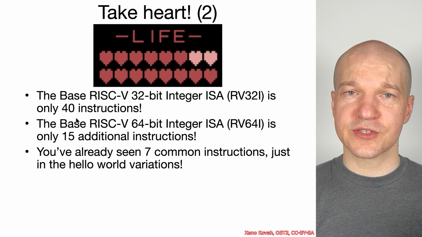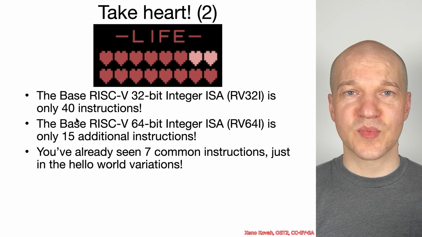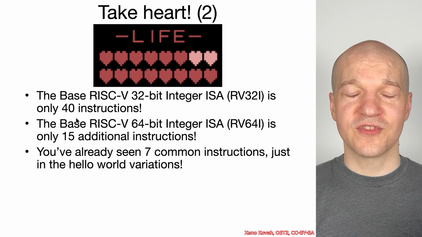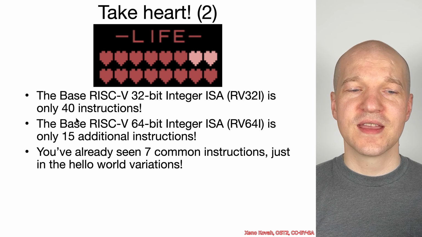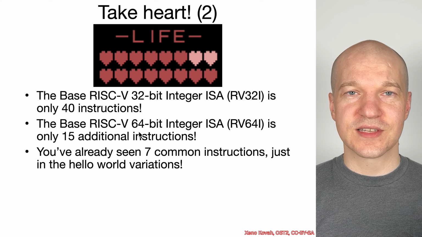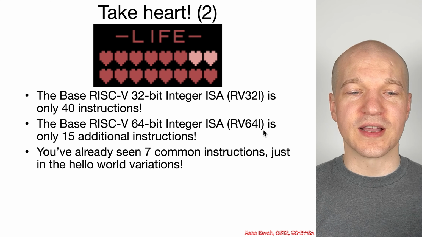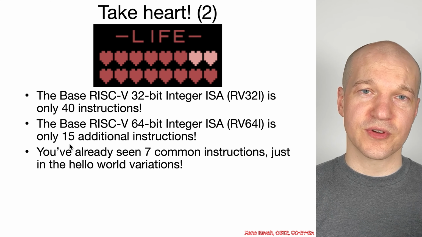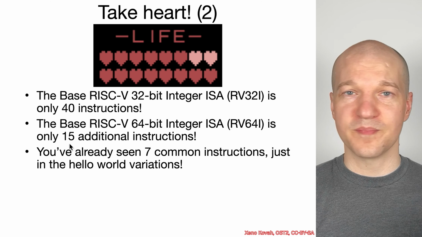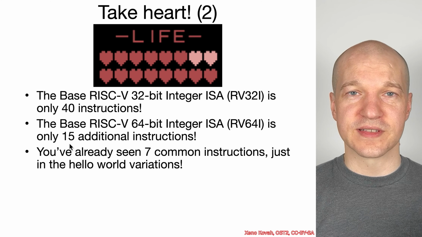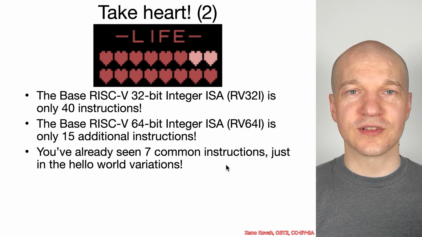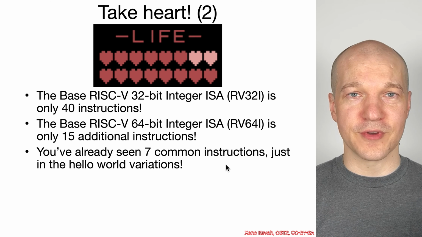That has 40 instructions, but it's an easy 40 in that it's mostly variants on the same thing. I want to say 15 of those are just shifts. Then we're also going to learn the base 64-bit ISA, RV64I, and that just adds 15 instructions above and beyond the 32-bit. Those are just variants on the same theme, but they're using 32-bit registers while you're in 64-bit mode. That's the only real difference. Functionally, they're exactly the same. And like I said, you've already seen 7 instructions just looking at the simplest version of hello world.